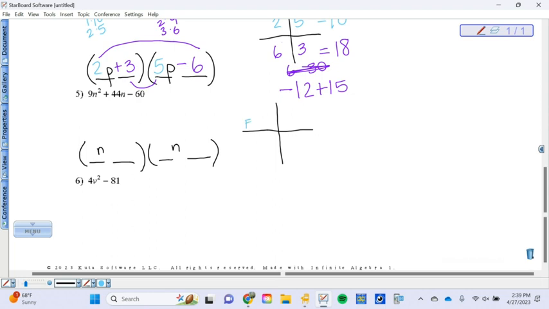9. Good, 9. You said first. What does my last times last need to equal? 60. Good. Don't worry about the negatives yet. Okay, what are my factors of 9? 1 and 9, and 3 times 3. And what are my factors of 60?